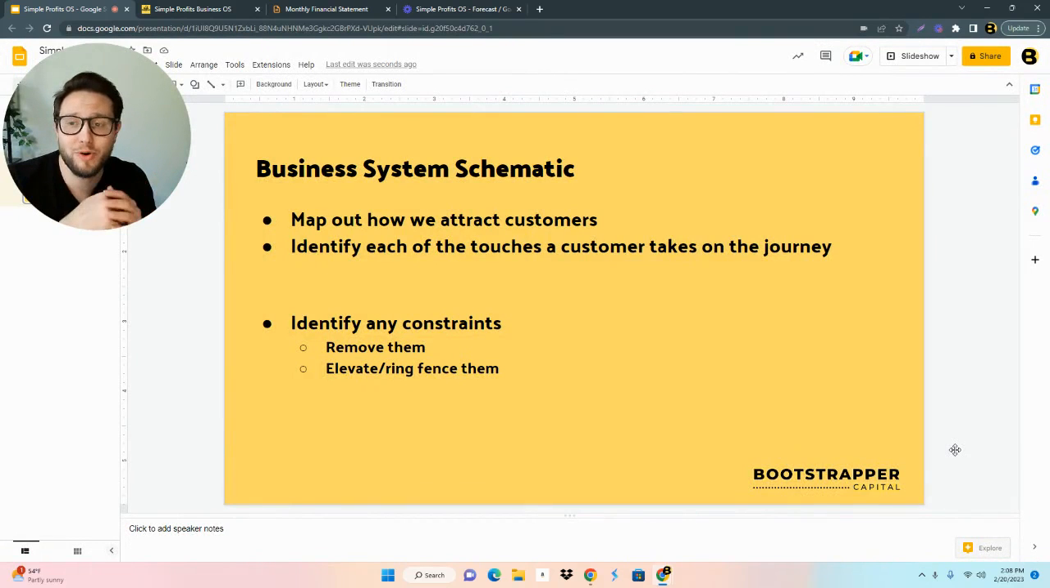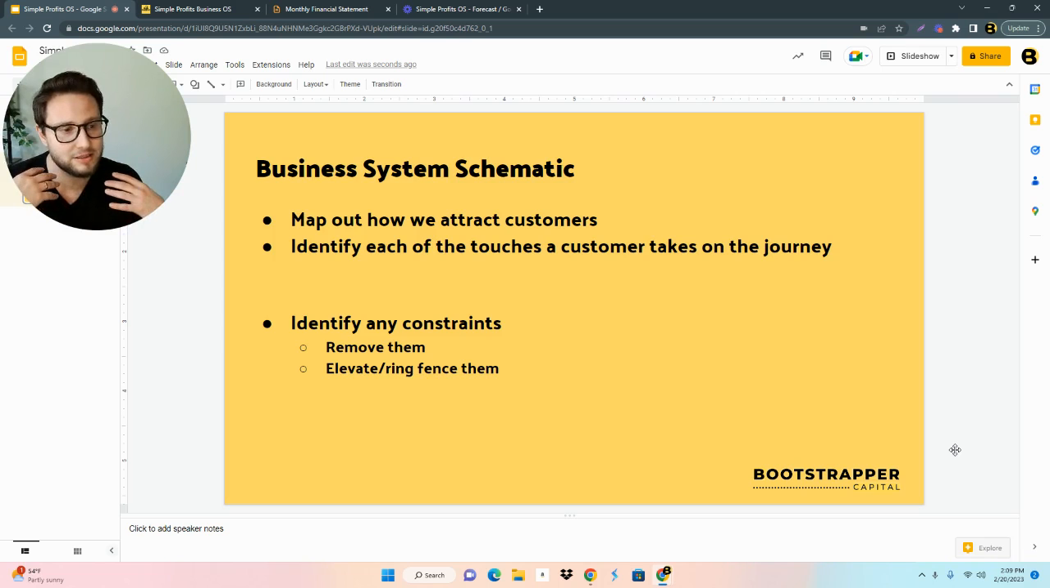All right, at this point, we're going to do our best to get our house in order to a certain extent from a visual schematic perspective of how our business operates. And we're going to definitely take the lens of a customer here. So we want to map out the business system in the form of a customer journey, right?